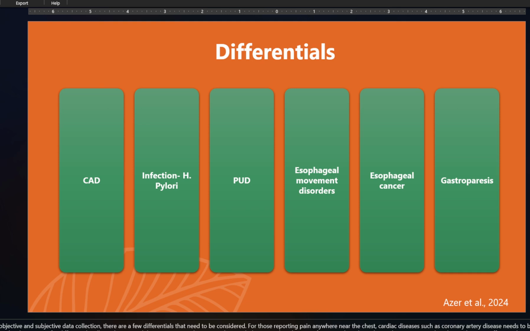Based on associated objective and subjective data collection, there are a few differentials that need to be considered. For the reporting of pain anywhere near the chest, cardiac diseases such as coronary artery disease need to be considered to ensure nothing serious is missed. Other options for differentials will mainly surround the gastrointestinal system and can include peptic ulcer disease, infections such as H. pylori, movement disorders and cancers affecting the esophagus, as well as gastroparesis. Careful history and further diagnostic workup can assist with guiding the best diagnosis for each individual.